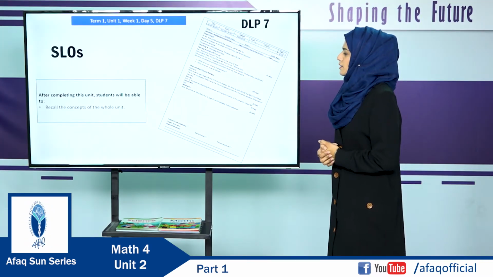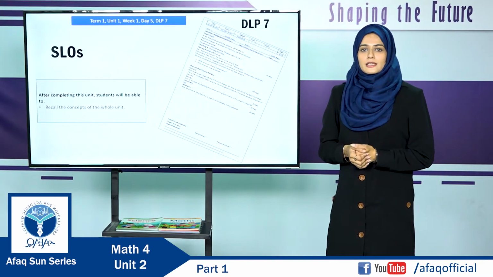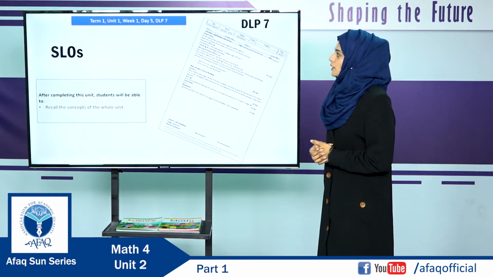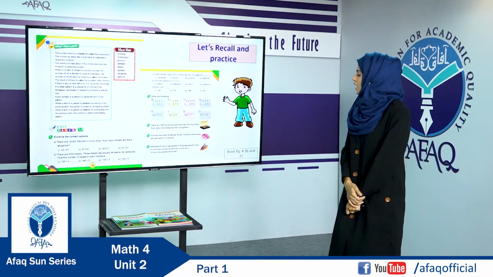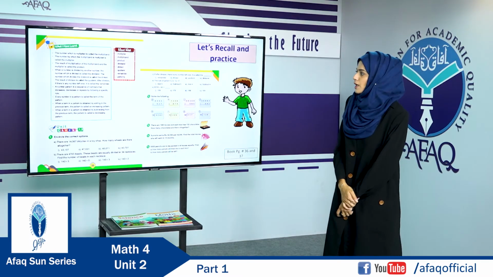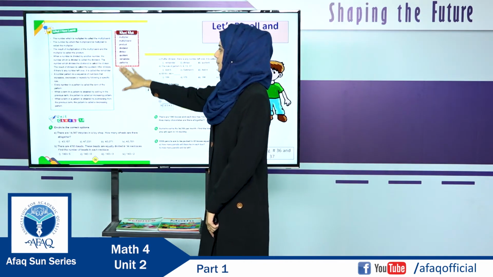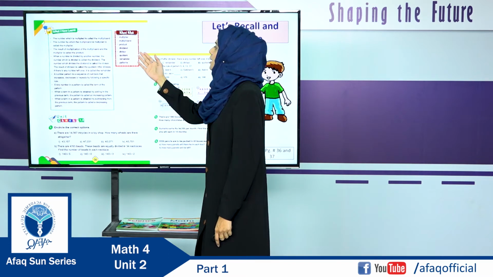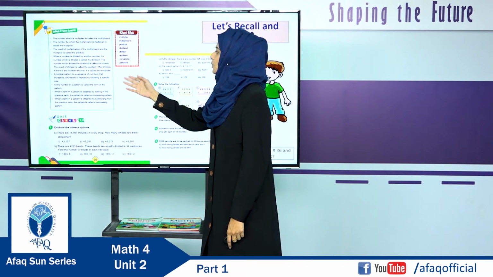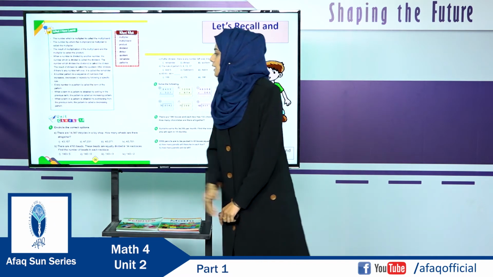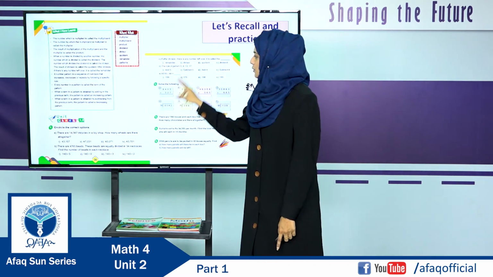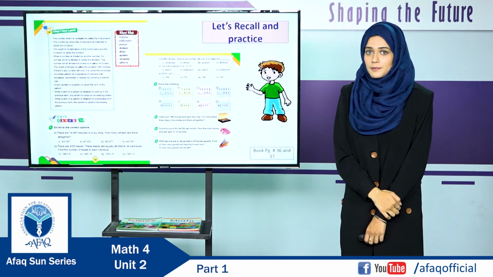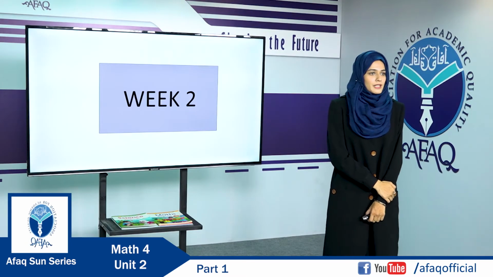In this, we recall the concept of the whole unit. To cover this, the methodology has been provided in DLP 7, which falls in Term 1, Unit 1, Week 1, Day 5. On page number 36 and 37, you will see some important notes here. These notes we discussed in the previous lecture. They are about multiplier, multiplicand, product, division, quotient, remainder, and patterns. So you have to practice these questions in the presence of your parents or teacher to get a grip on the concepts. It is very necessary. It's the beginning of week 2.